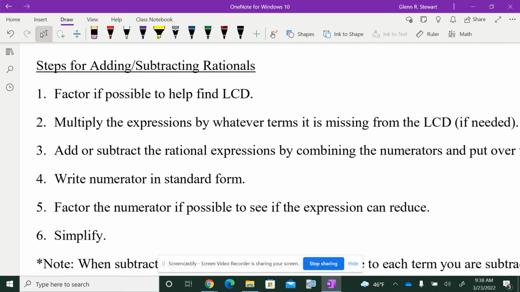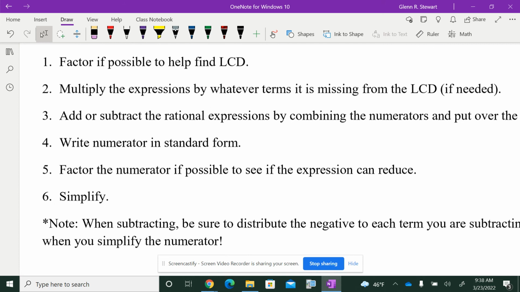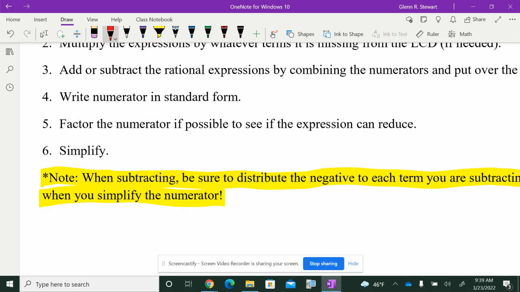Now, I'm going to try and go through like 3 examples today, and that's it, because I want to give you a little bit of time to wrap your head around things. The big thing that you need to know is if you do subtract one fraction from another, you need to distribute your negative when you're simplifying your numerator. But we'll get to that whenever the time comes.